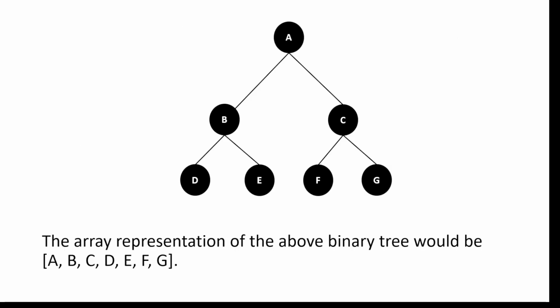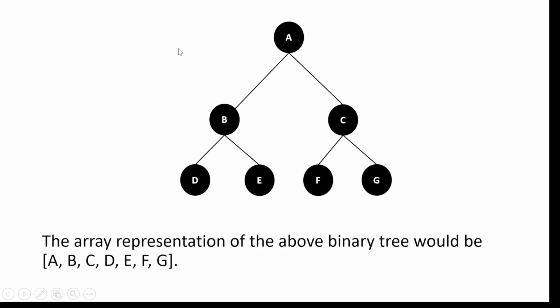Now, let us look at an example. Here we have a binary tree rooted at A. A has two children, B and C. B has two children, D and E. And C has two children, F and G. Let us see how we represent this in array representation.